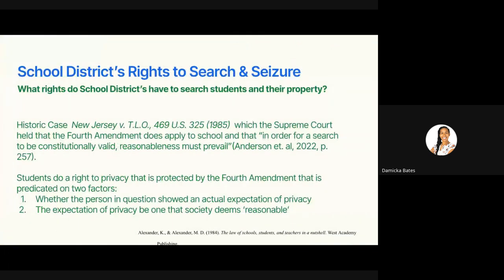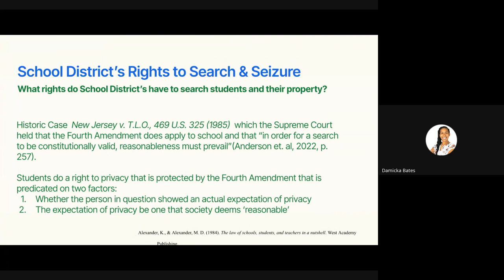So there are a couple slides that I want to talk about. What are school districts' rights to search and seizures? What rights do districts have when it comes to searching students on their properties? There was a historic case, and I'll talk about that a little bit later, New Jersey versus TLO, in which the Supreme Court held that the Fourth Amendment does apply to school, and that in order for a search to be constitutionally valid, reasonableness must prevail.